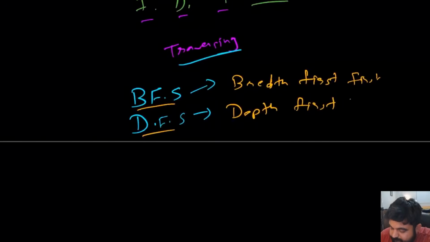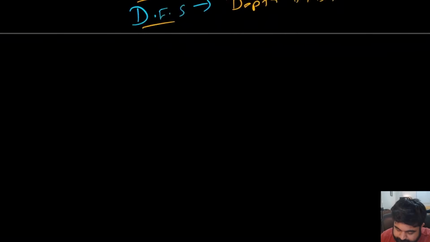That we will pick a neighbor, then we will pick one more neighbor for that neighbor, then we would pick one more neighbor for that neighbor, and we would keep on moving forward in that direction. So let's try to see that in action.